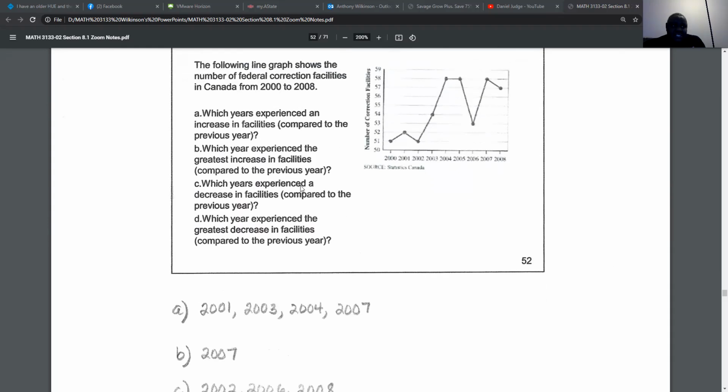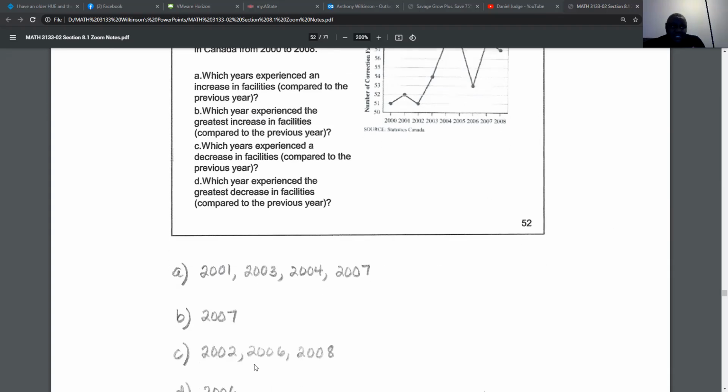Now part C, which years experienced a decrease in facilities compared to the previous year? That means it has to be falling from left to right. From here to here is decreasing in 2002 compared to 2001. There's another huge decrease right here from 2005 to 2006. So in 2006, there was a decrease. And in 2008, there was another decrease. So 2002, 2006, and 2008 were the years that experienced a decrease in facilities.